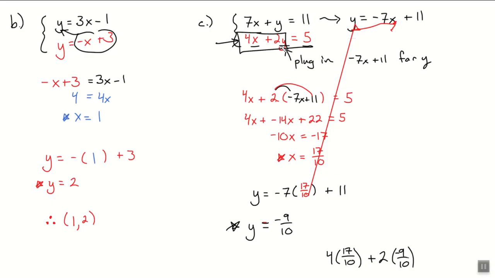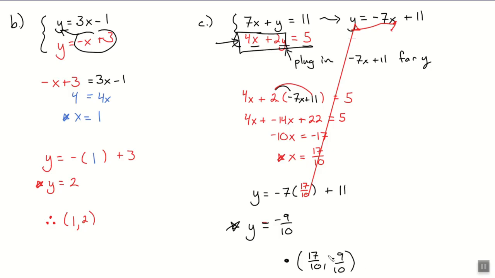Is our answer good? Did it make each equation true? Yes. So I'm convinced that this answer is good then. What's our final answer? What's the ordered pair where these things meet? 17 tenths, negative 9 tenths. And we're done.